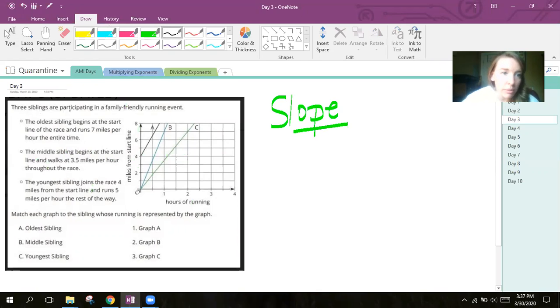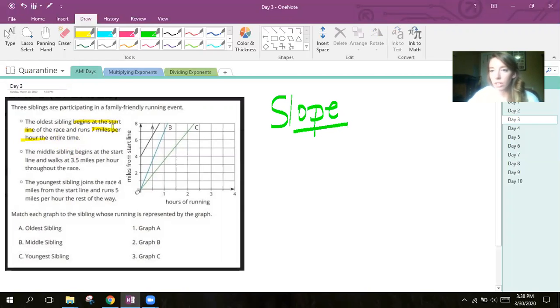It says 3 siblings are participating in a family-friendly running event. The oldest sibling begins at the start. Okay, so I'm going to highlight some of the important key terms that they use in here so you can know where that line is supposed to start on your graph. Okay, so it begins at the start of the race and runs 7 miles per hour the entire time. So this is how quickly he's running.